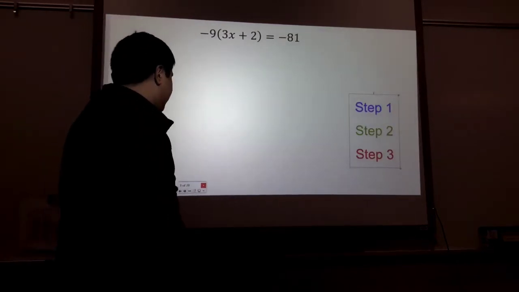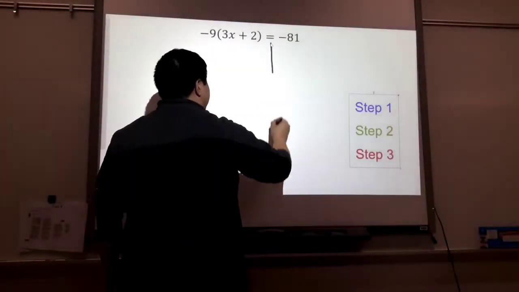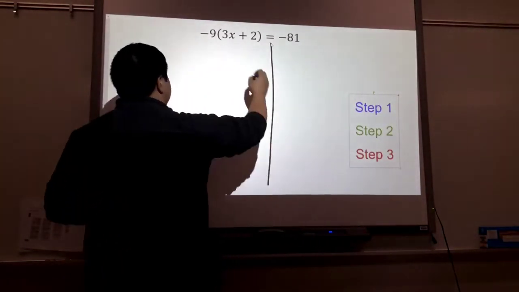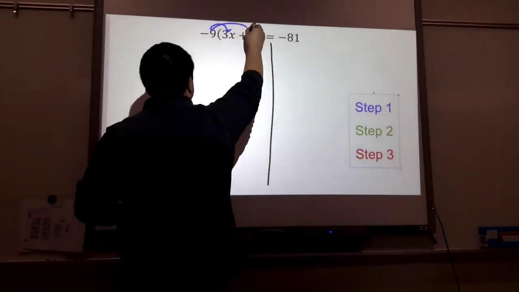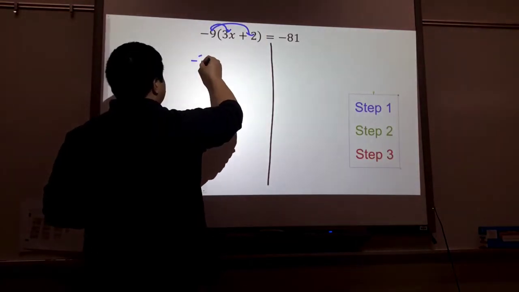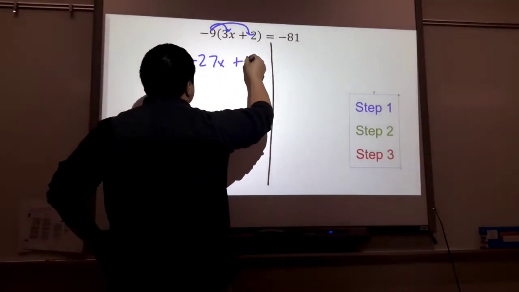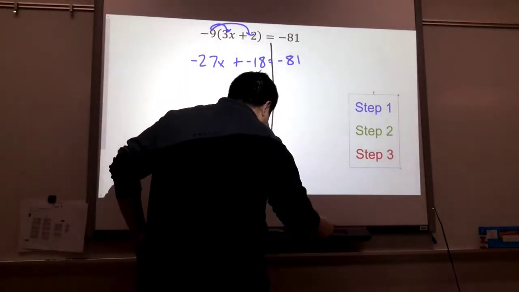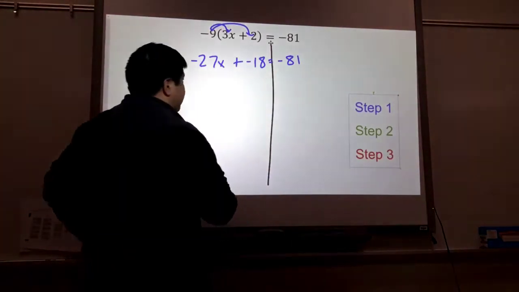Let's take a look at this next one. Step 1 is to simplify both sides. The right hand side is fully simplified, the left hand side is not. We can distribute. This becomes negative 27x plus negative 18, which equals negative 81. Both sides are completely simplified.